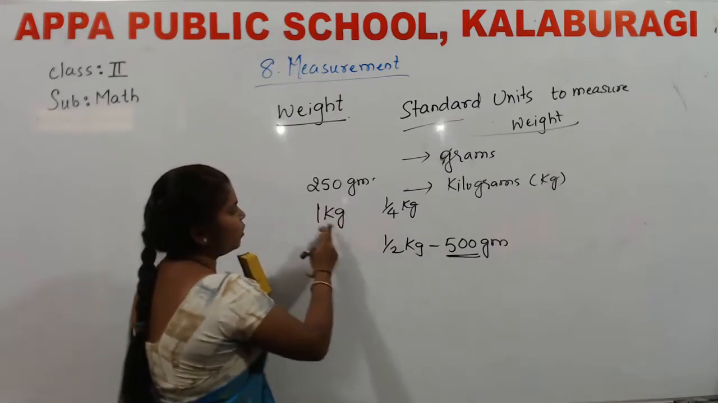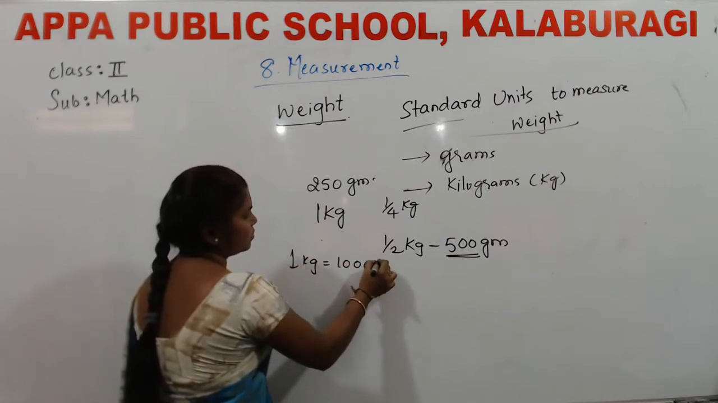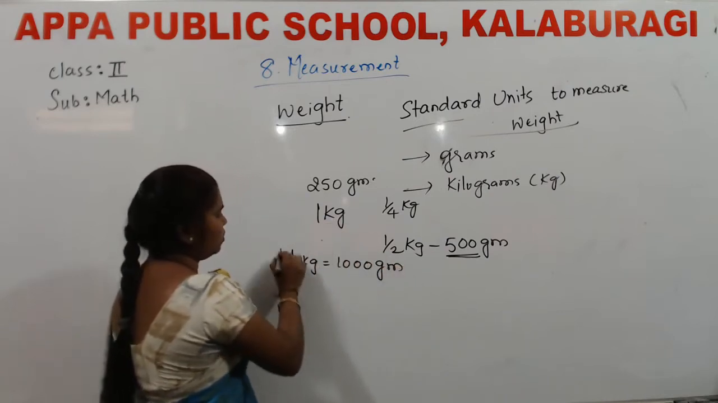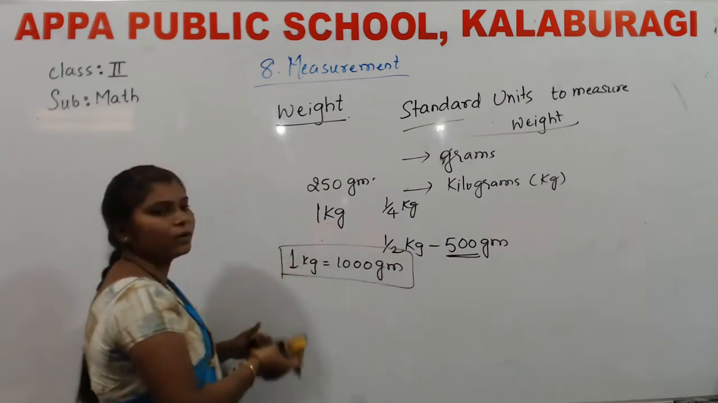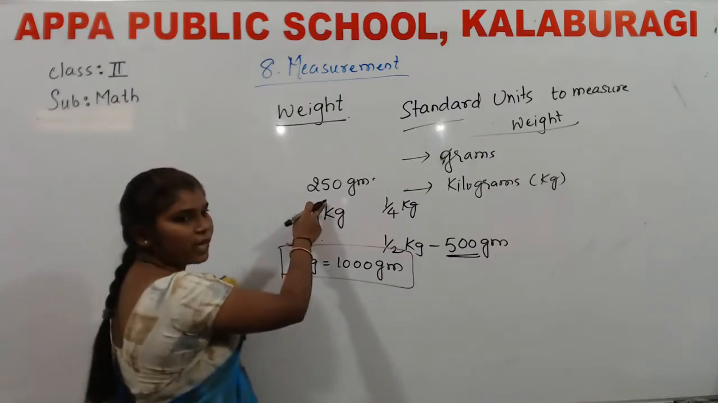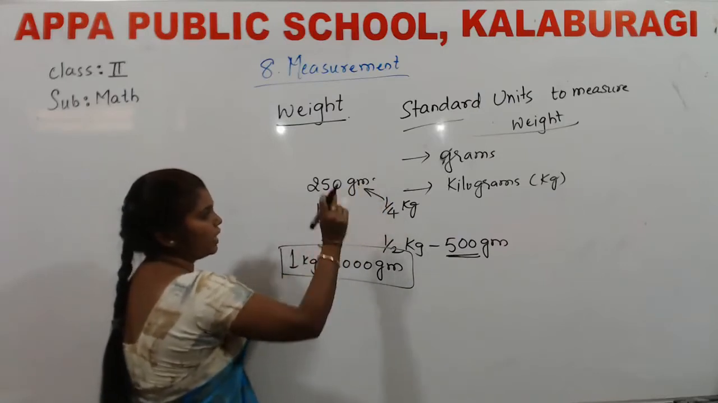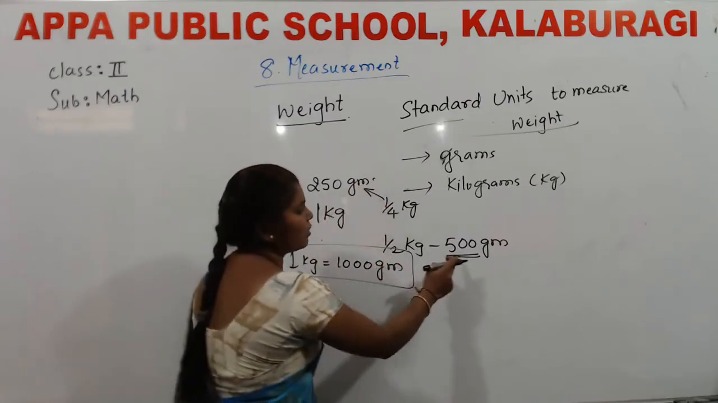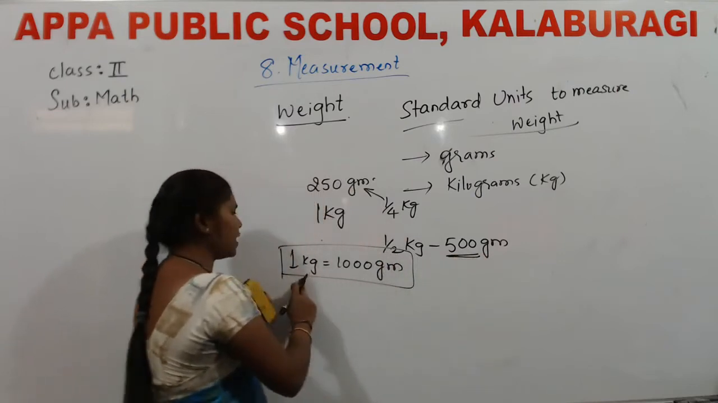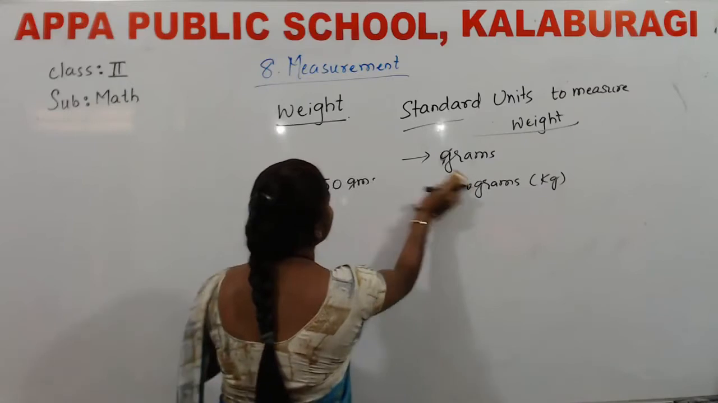So now, 1 kg is equal to 1000 grams. If you want 1/4 of the kg, you will ask for 250 grams. 1/4 of kg is nothing but 250 grams. Half kg is nothing but 500 grams. And 1 kg is nothing but 1000 grams.